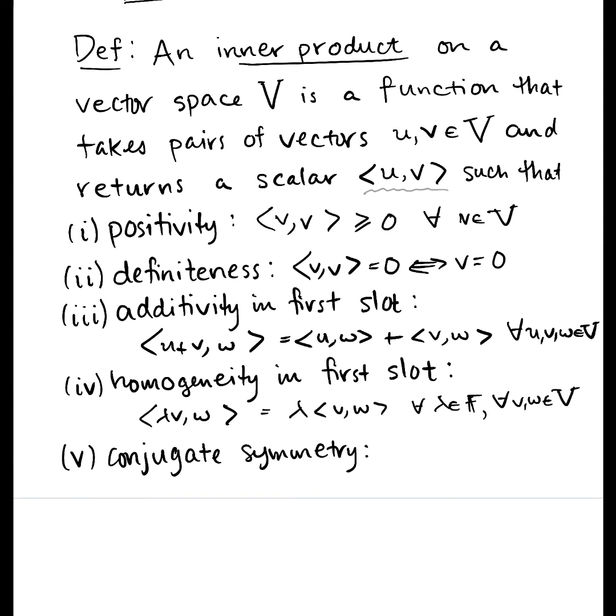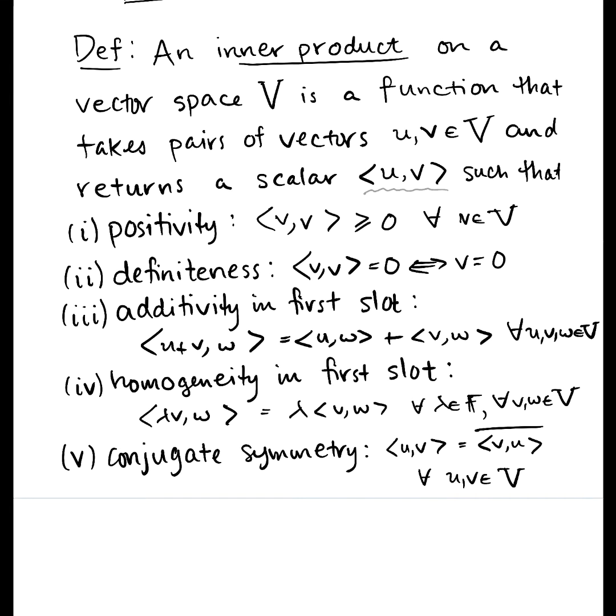And finally, there's conjugate symmetry. Conjugate symmetry means the inner product of u with v is the same as the conjugate of the inner product of v with u. So if you switch the order around, you pay with a conjugate. That's complex conjugation. So for example, the conjugate of the complex number 2 plus 3i is the complex number 2 minus 3i. And that's got to be true for all u and v in V.